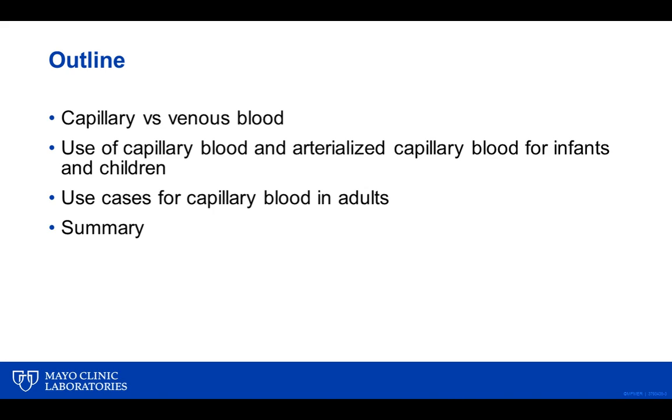What we're going to cover is capillary, venous, and arterial blood, the different circulatory compartments that exist and where we sample blood, and the uses and limitations in particular of venous, arterial, and capillary blood when we may want to sample one versus the other. We're going to talk about capillary blood and arterialized capillary blood for infants and children and some of the limitations and advantages.